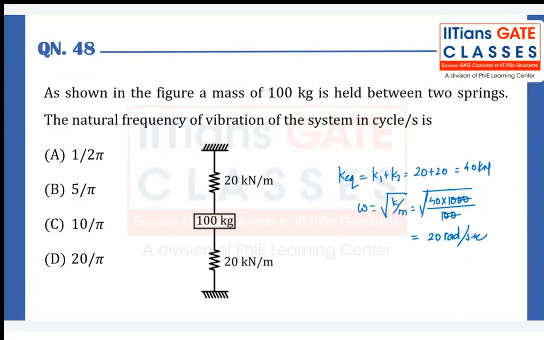They are asking us the frequency in cycles per second, which is in hertz. So 1 upon 2 pi into omega. So 1 upon 2 pi into 20 gives you 10 by pi as the answer. Hence, option C is correct in this case.